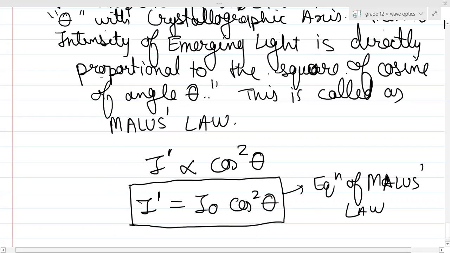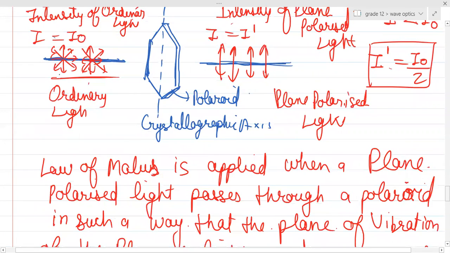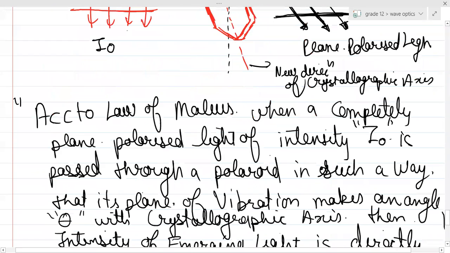I dash is basically equal to I naught cos square theta by 2. Guys, will you remember this point, that when you pass an unpolarized light through a Polaroid, then its intensity becomes I naught by 2?